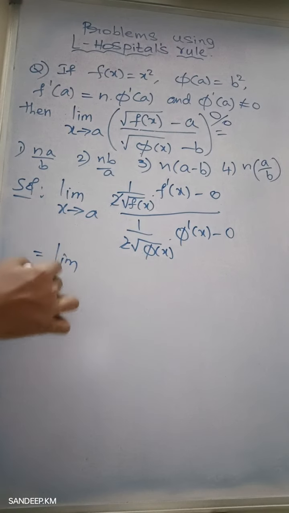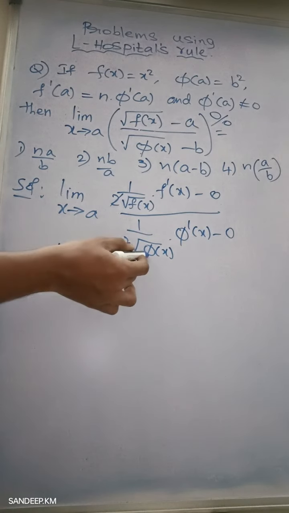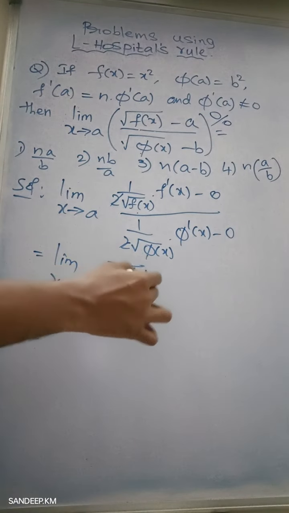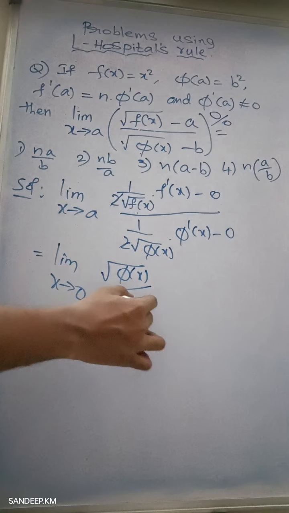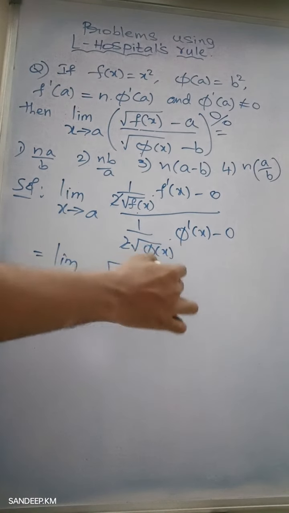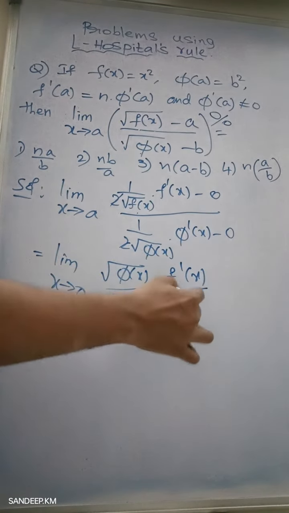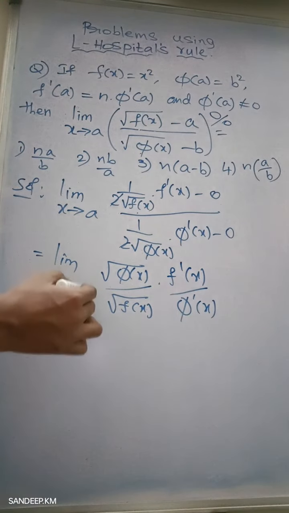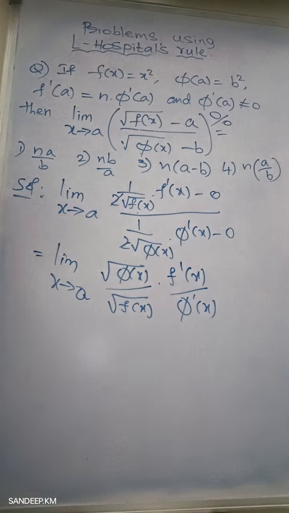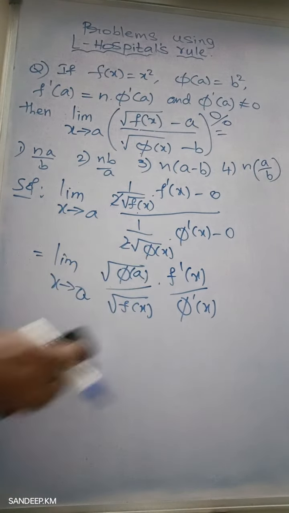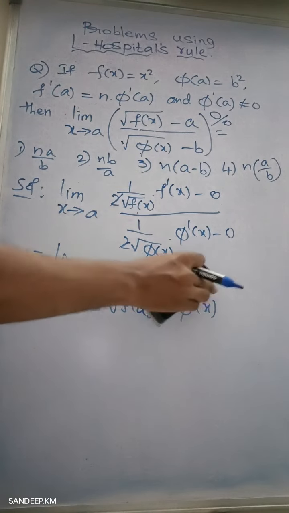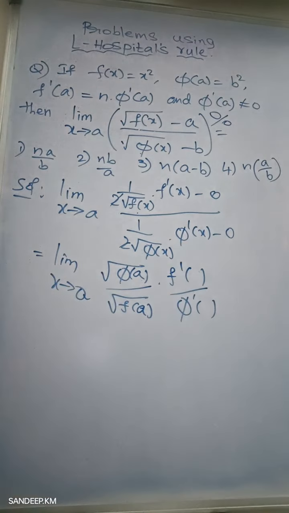We will get limit x approaches a. This will go to the numerator and this will remain in the denominator. Root of pi of x divided by root of f of x into f dash of x by pi dash of x. And you can substitute x as a. So when you substitute x as, sorry, it is not 0, it is a. When you substitute x as a, we will get root over pi of a into root over f of a into f dash of a by pi dash of a.